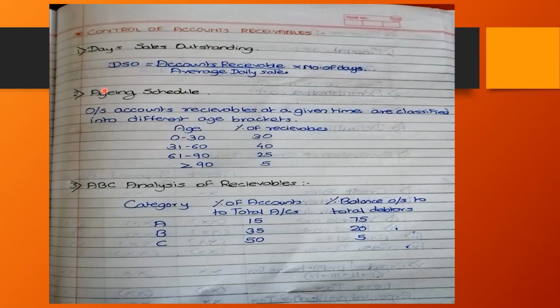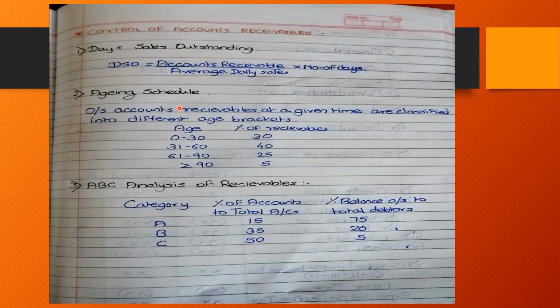First is days sales outstanding. As the name states, it gives us the information of the outstanding debtors on a particular date, that is, how much are the outstanding debtors on this particular day. So days sales outstanding is equal to debtors upon average daily sales into number of days. It's a very easy formula which can be remembered, and it's quite easy to calculate. So what the businessman does, he gets this ratio, and if the ratio is high, if we have more sales outstanding, he will try to reduce the debtors or reduce giving credit.